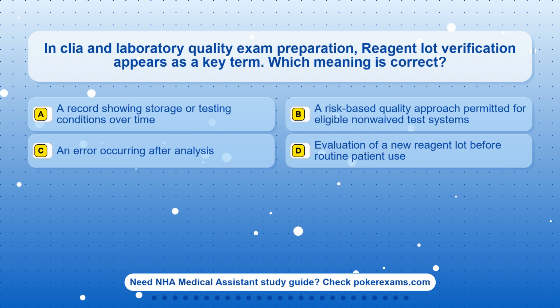Question 5. In CLIA and laboratory quality exam preparation, reagent lot verification appears as a key term. Which meaning is correct? Option A. A record showing storage or testing conditions over time. Option B. A risk-based quality approach permitted for eligible non-waived test systems. Option C. An error occurring after analysis. Option D. The evaluation of a new reagent lot before routine patient use.